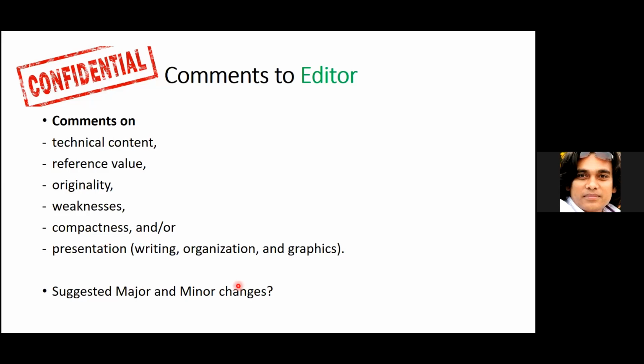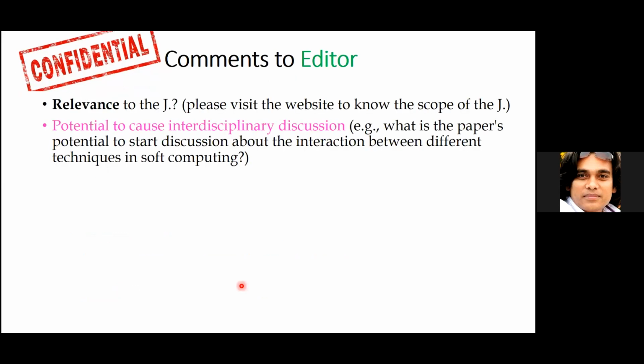And then comments to the editor again: potential to cause interdisciplinary discussion. Some journals mention whether a paper can ignite discussion in multidisciplinary fields. If that is possible, it can be more interesting for the community. So when authors write, because I know that there are many young authors, make sure to consider whether your paper can be useful in another domain or another subject area, so that it can be felt in different directions and so on.